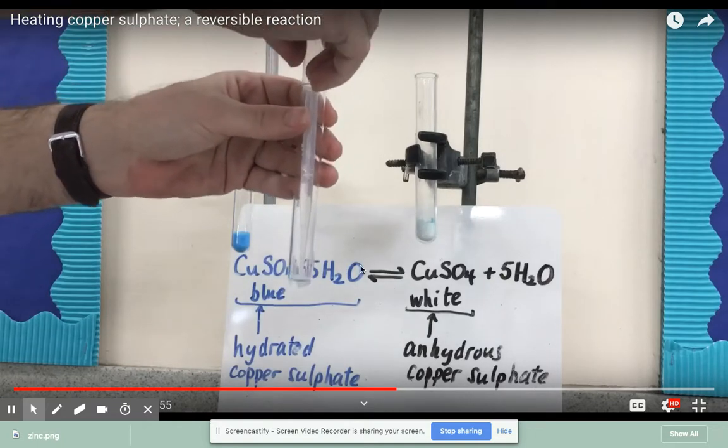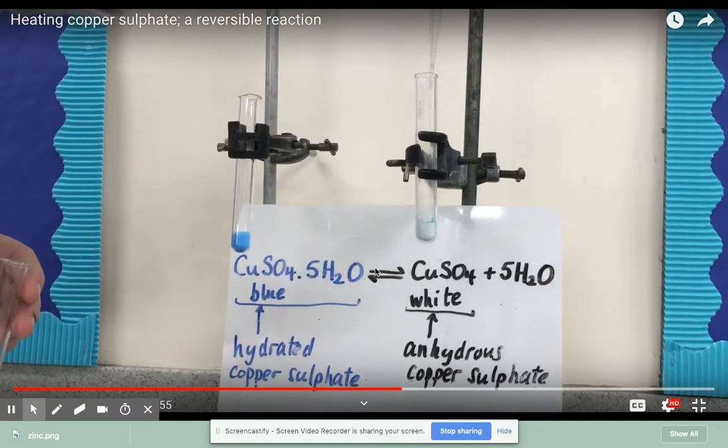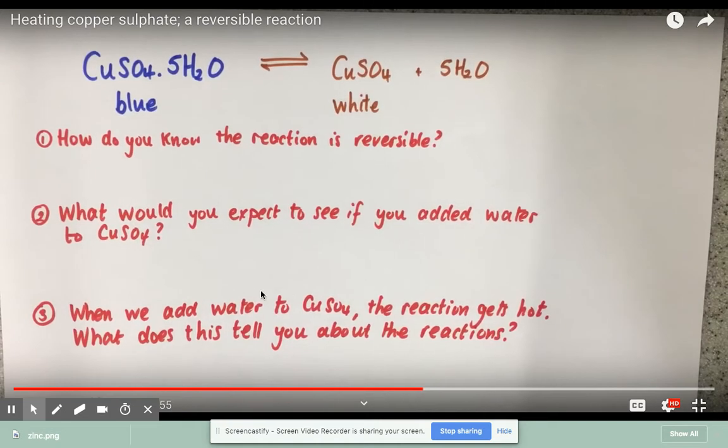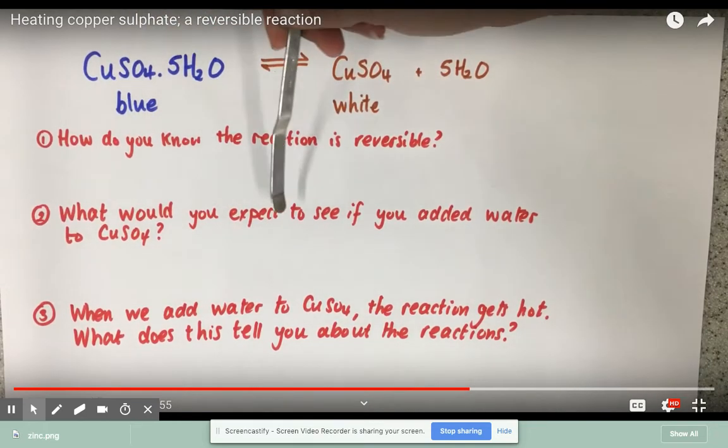Now, because of this little reversible reaction symbol here, if we add a little bit of water to the copper sulfate, it turns back blue again. That means the reaction is going in the backward direction. It's going from this to this. So the blue stuff here was able to turn into the white copper sulfate and the water, and the white copper sulfate was able to turn back into the hydrated version of the copper sulfate.